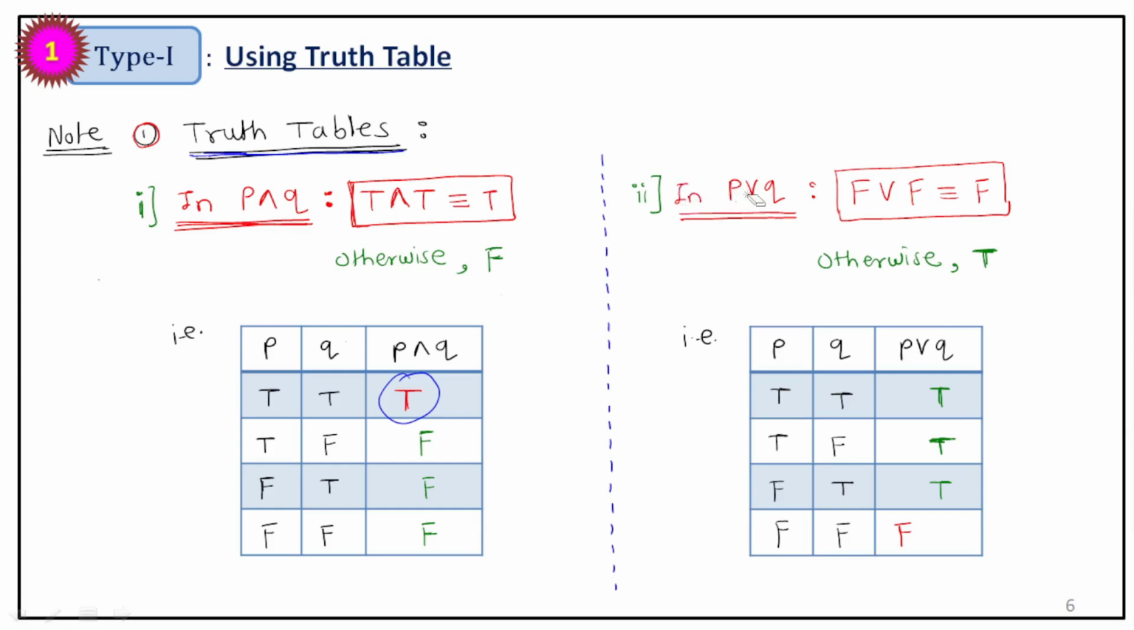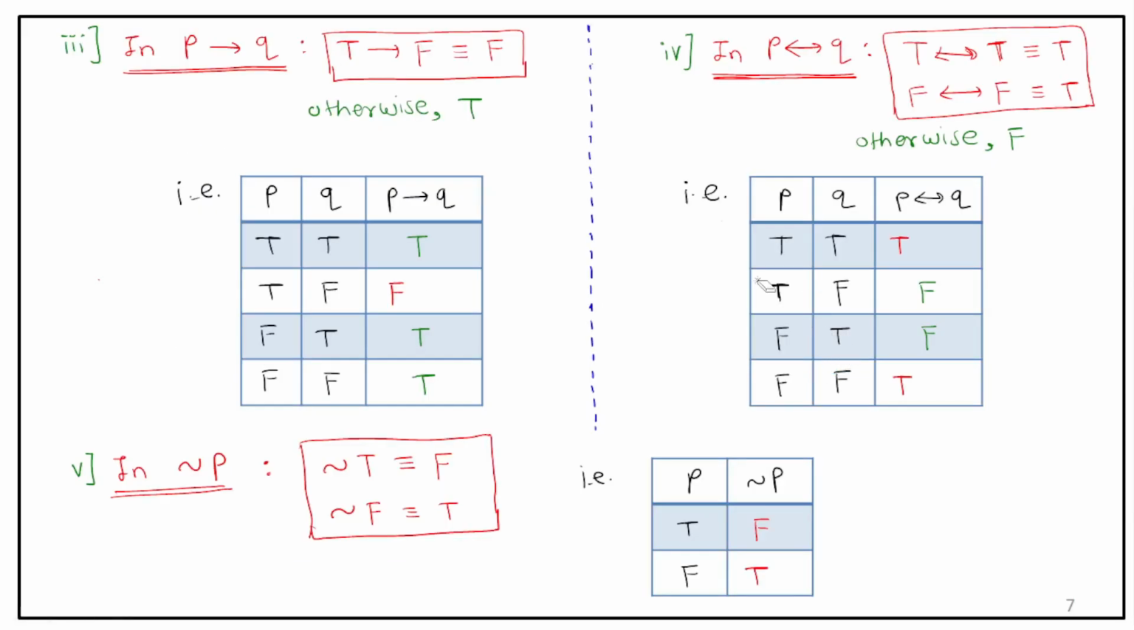Second, in P or Q, here F or F which is equivalent to F. Means if F or F then F, otherwise T comes. F or F, otherwise true comes. Means here true or true is true, true or false is true, false or true is true. Now this is the first truth table, this is the second truth table. Now this truth table for and, this truth table for or.